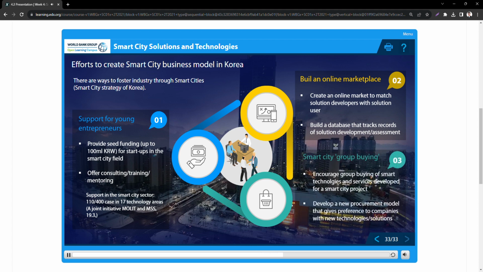The government can encourage group buying of smart technologies and services developed for a smart city project. Additionally, the government develops a new procurement model that gives preference to companies with new technologies or solutions.